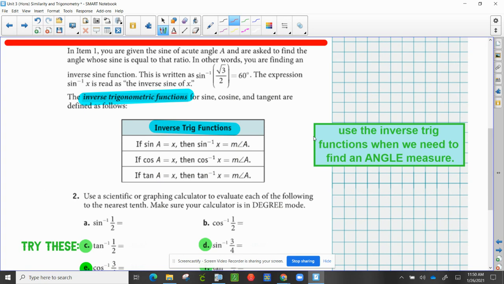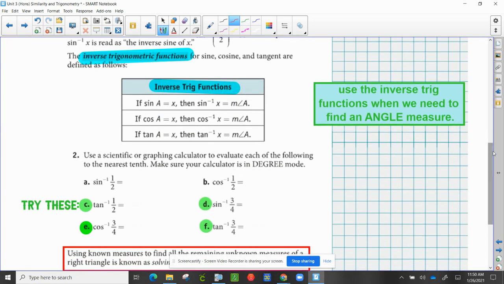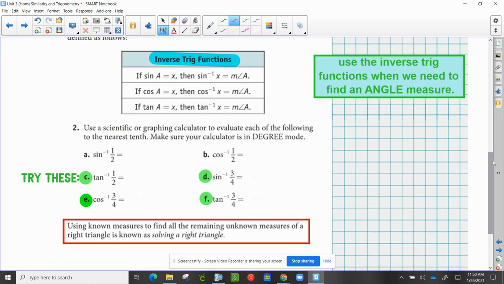In the previous lesson, if we were trying to find missing sides, then we just used the regular trig function. But we always use the inverse trig ratios when we are trying to find the measure of an angle. You would set up the ratio the exact same. We just change what we do when we actually put it in our calculator. So I'm going to go through 2A and B.